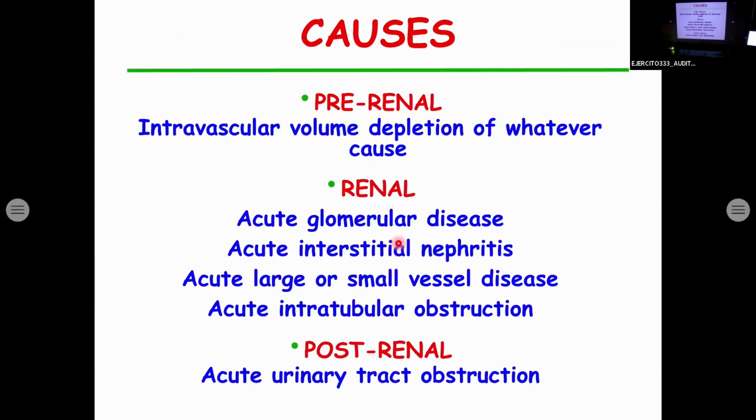The causes, we know that there are pre-renal causes, intravascular volume depletion of whatever cause, renal causes, all types of acute glomerular diseases, acute interstitial nephritis, acute large or small vessel disease, vasculitis, acute intratubular obstruction caused by crystals, for example, and post-renal acute urinary tract obstruction.